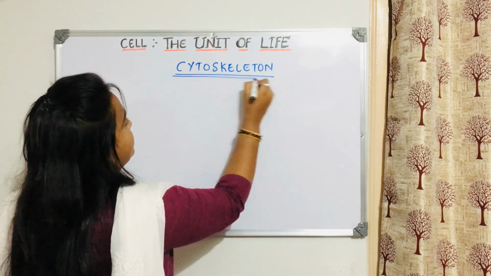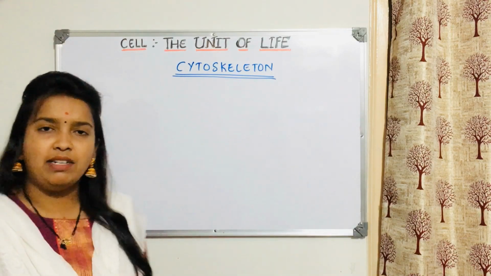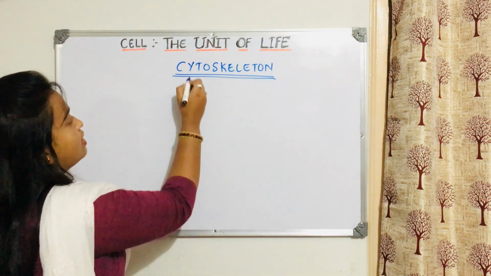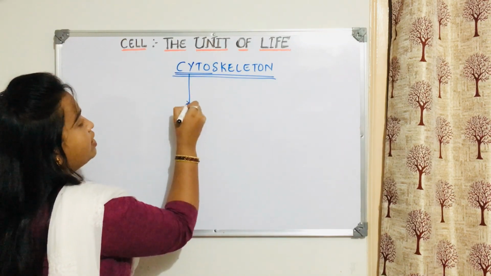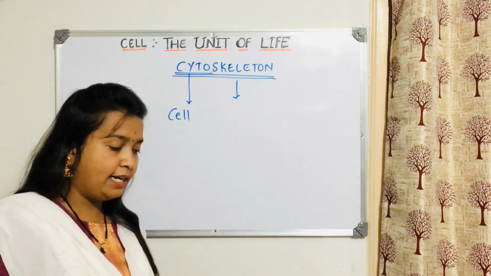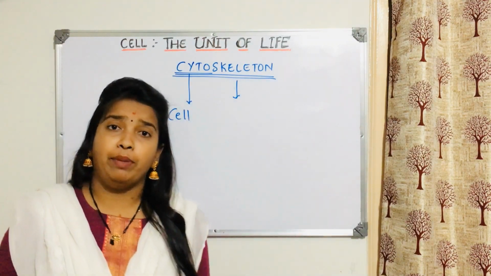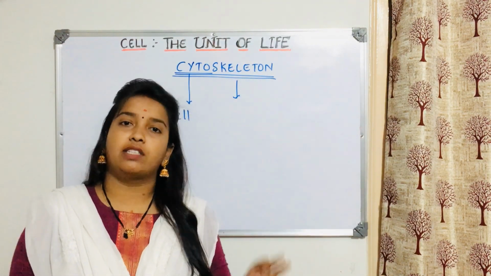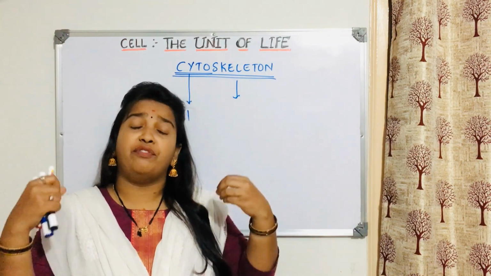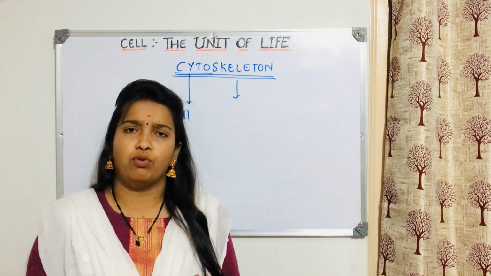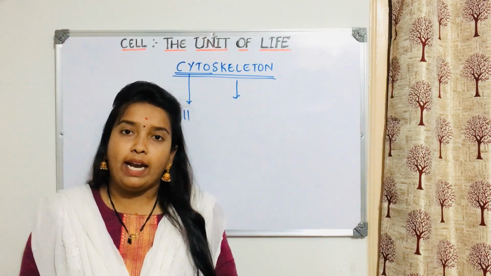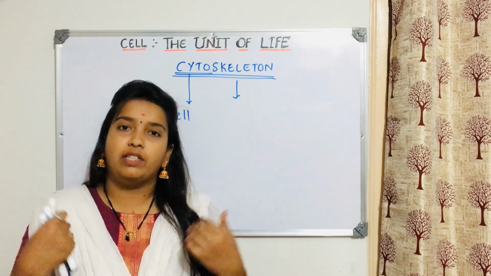Cytoskeleton. Yes, cytoskeleton. The name itself, I think you will understand, right? Cyto means cell. And you know what a skeleton system is, right? We human beings also have a skeleton system. Every organism, even a single cell, needs that skeleton system. Why it needs it, you can relate to ourselves.